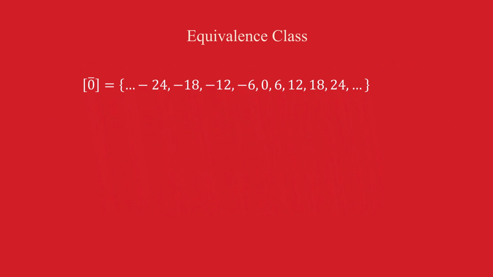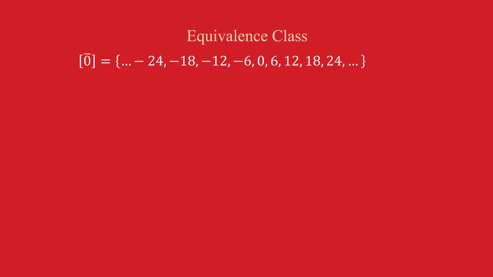On the same lines, we can have all numbers which give remainder 1 when divided by 6. We are going to call it the equivalence class of 1, and this is how it looks like. We have 1, 7, 13, 19, 25 and so on, and on the negatives we have negative 5, negative 11, negative 17 and negative 23.